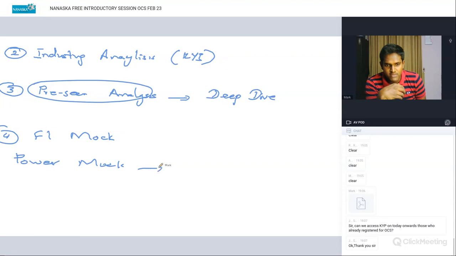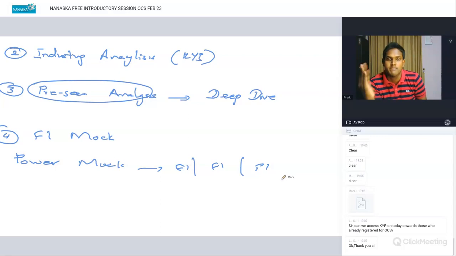Then the power mock will be from all three: E1, F1, and P1. Right? General theoretical questions, how will you bring down the answer points? And finally, you have your possible issues.